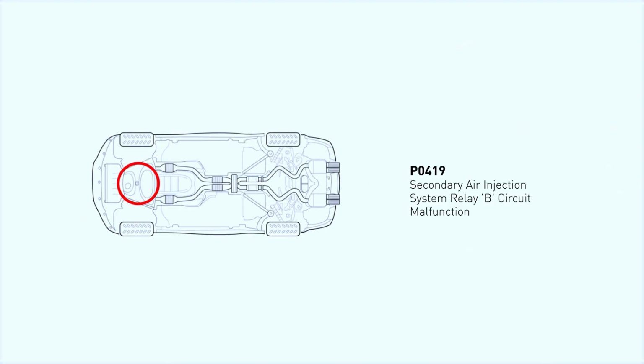The P0419 code is linked to your car's secondary air injection system. This system pumps fresh air into the exhaust to help reduce emissions. The relay B mentioned in the code controls the air pump, and if it's malfunctioning, it can cause performance issues or fail an emissions test.